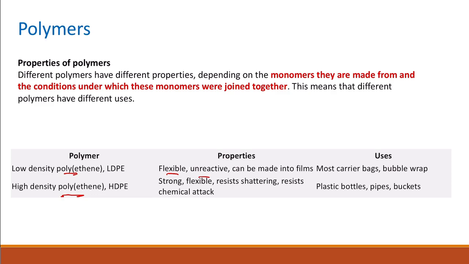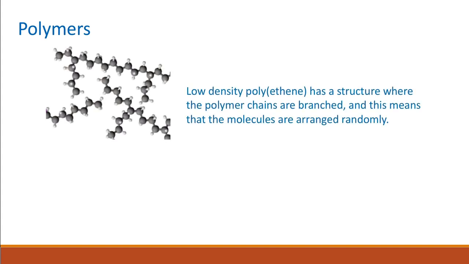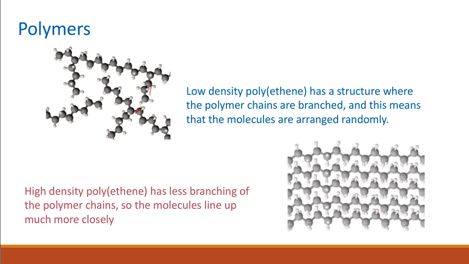And the high density polyethylene polymers, they are strong, flexible, and resistant to shattering, and they are resistant to chemical attacks. So we use them for plastic bottles, pipes, and buckets. So why do they have different properties? If we look at the shape of the low density polyethylene, for example, they have a structure where the polymer chains are branched. Because they are branched, that means that the molecules are arranged randomly. So this is why they have different properties.